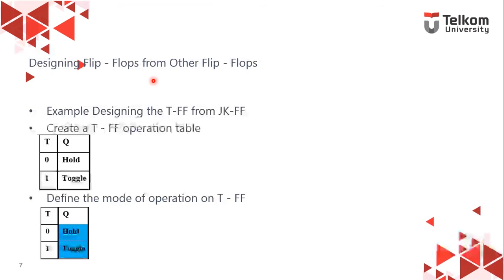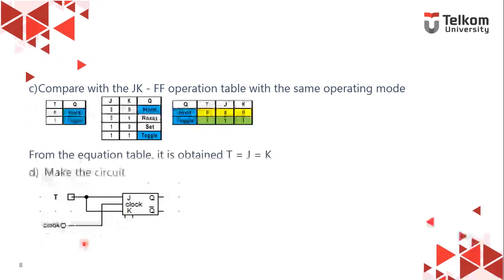Next, designing a flip-flop from other flip-flops. For example, we want to design the T flip-flop from the JK flip-flop. The first thing is to create a T flip-flop operation table, like this. The second is to define the modes of operation of the T flip-flop. And the third is to compare with the JK flip-flop operation table with the same operating modes.